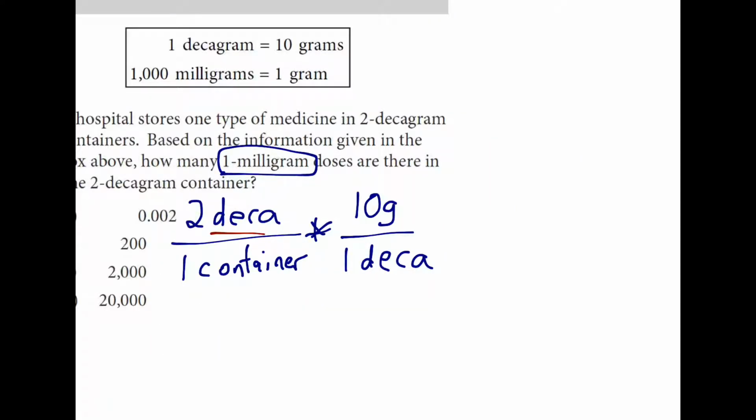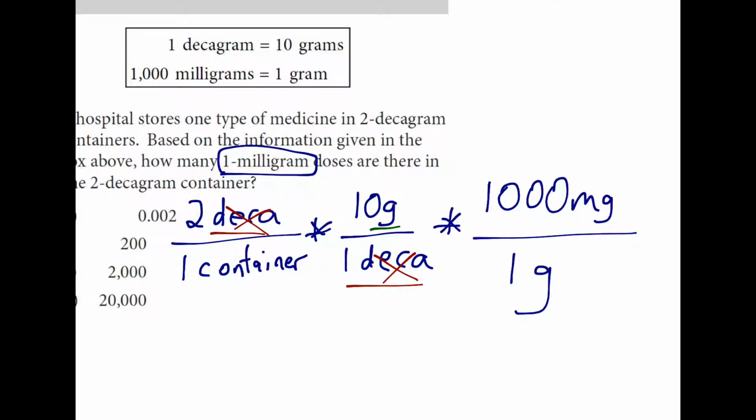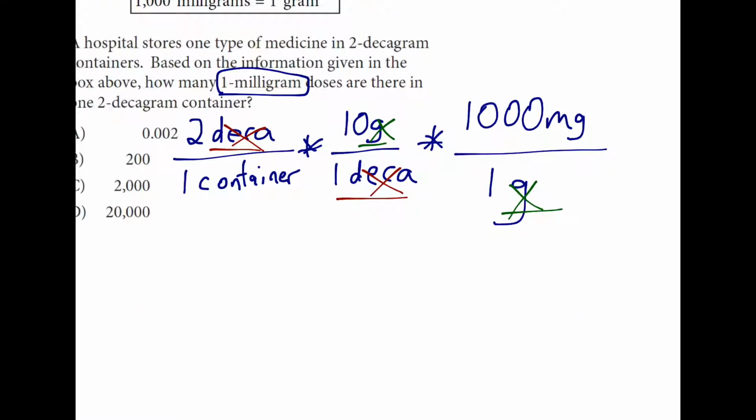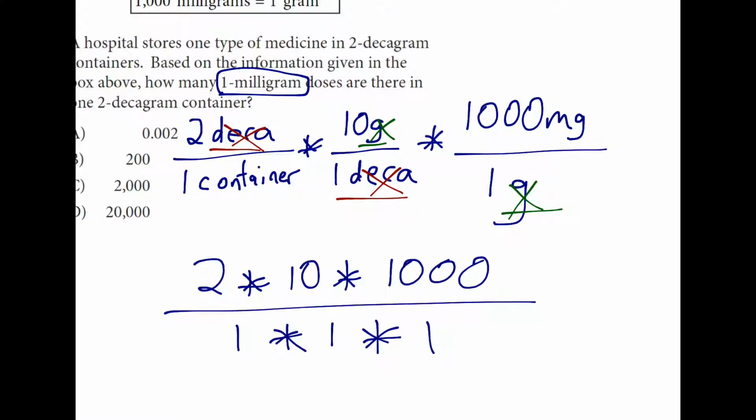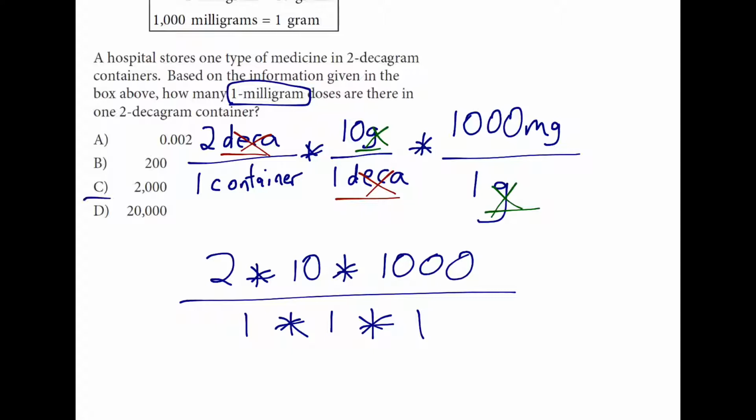So if I multiply this by 10 grams per 1 decagram, my units, decagram and decagram, cancel out. I'm still not there yet because I have grams and I want to get to milligrams. So I multiply by the other conversion rate from our table, and grams is on top and on bottom, so these cancel out. The only thing left to do is to multiply straight across the top and straight across the bottom. The bottom should be pretty easy as it's 1 times 1 times 1. And 2 times 10 is 20, times 1,000 is 20,000.